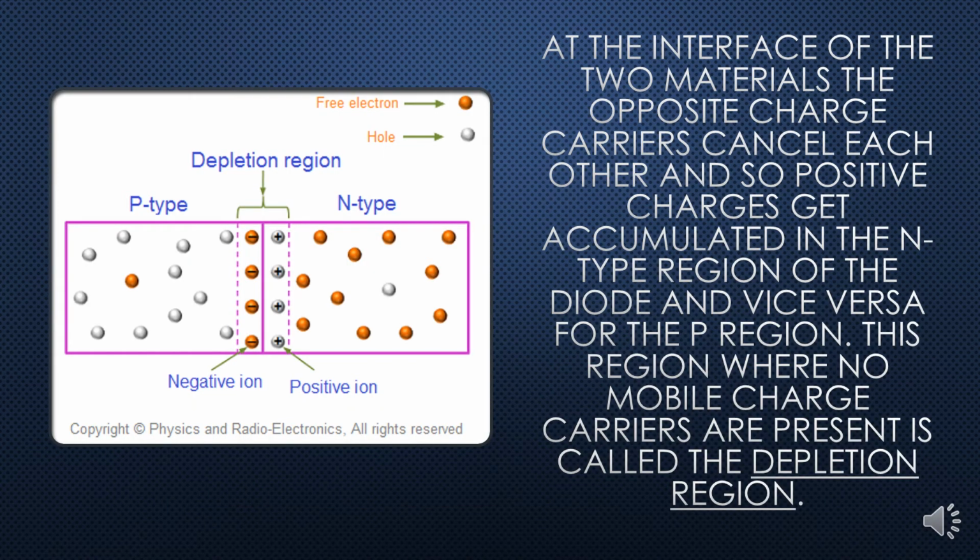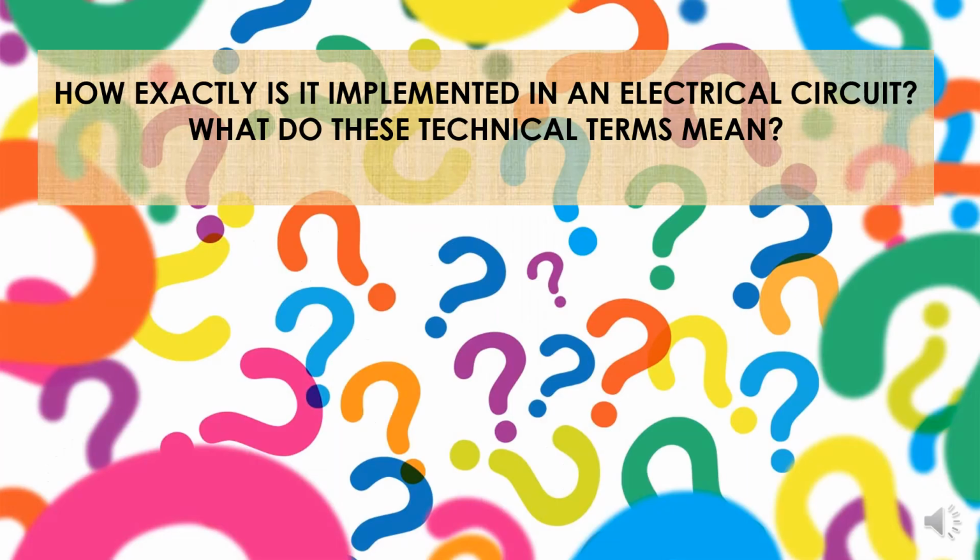At the interface of the two materials, the opposite charge carriers cancel each other and so positive charges get accumulated in the n-type region of the diode and vice versa for the p region. This region, where no mobile charge carriers are present, is called the depletion region.